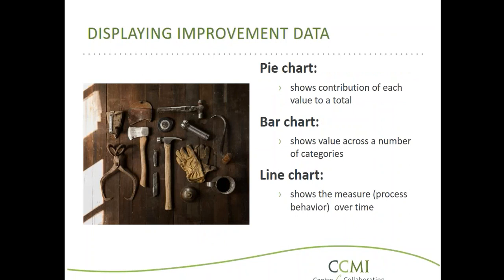When we talk about displaying improvement data, there are a variety of ways to do it. There are pie charts, which basically show the contribution of each change on the total package of the system. So you might have a variety of different changes, and you can say X change contributed this percentage of improvement to the system. You can use bar charts, which show values across a number of different categories. And you can use line charts, which show the measure and the measurement behavior over time.